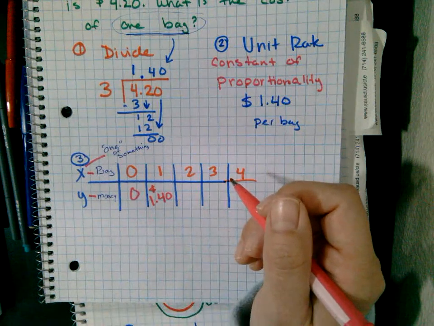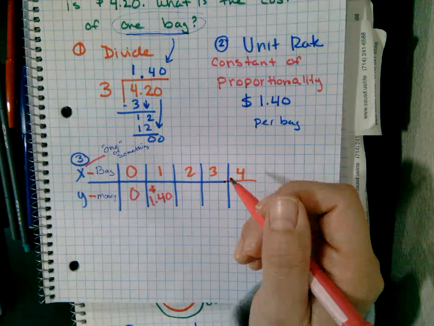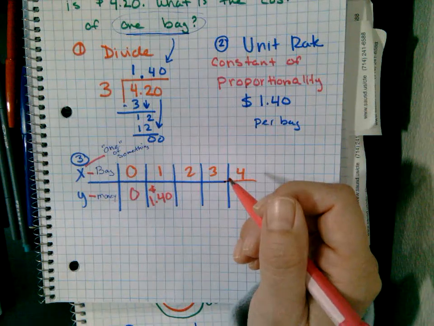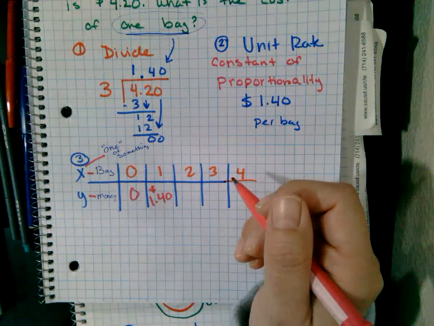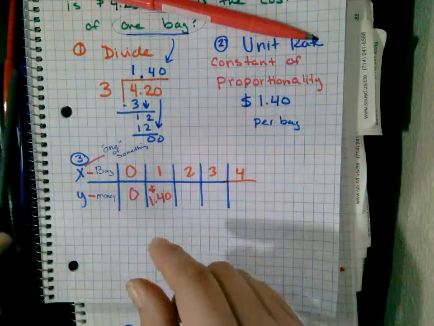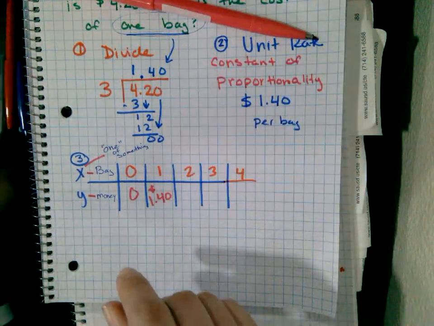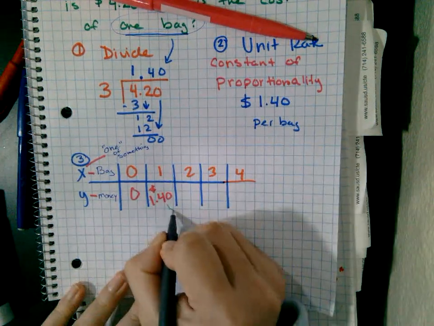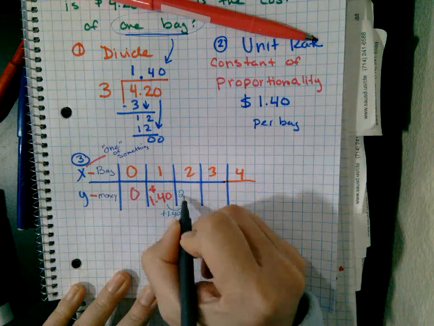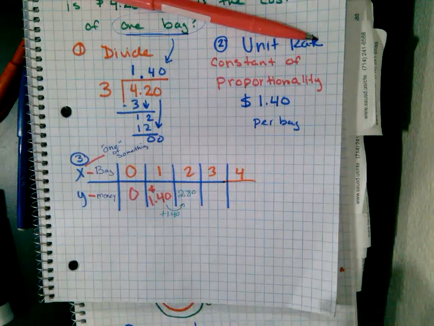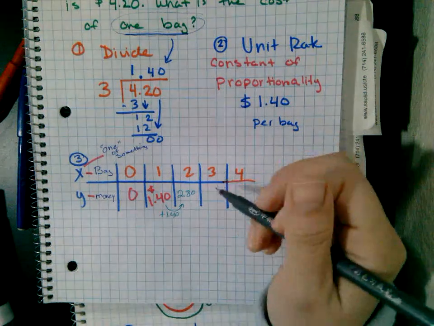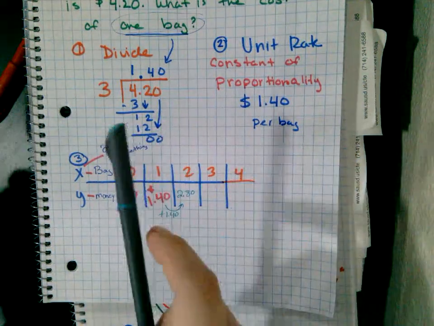What about two bags? How much is two bags going to cost me? Let's see. $2.80. Yes, okay. How did we get that? Did you just add another $1.40? Is that what you guys did? Yeah. So from here to here, you would just add $1.40, right? And that gives you $2.80. What's three bags? Guess what? It's in your problem. What does three bags cost?